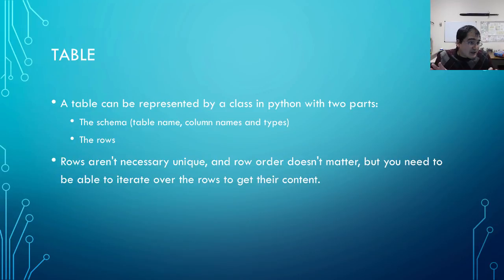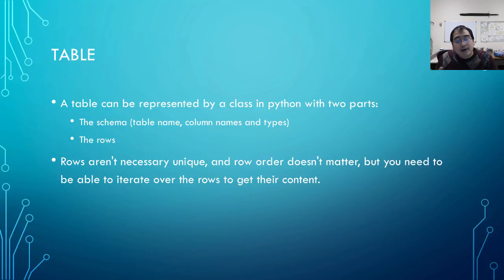And the important thing to note is rows aren't necessarily unique. I can add the same row to the table multiple times. Those are different rows. And the other thing to be aware of is that row order doesn't actually matter. Once again, we said that the way SQLite works is that all that it cares about is that the rows were added, not the order in which they were added. The other thing that's important is you need to be able to iterate over the rows to get their content. So once you add rows in there, you need to have some way to get them back.